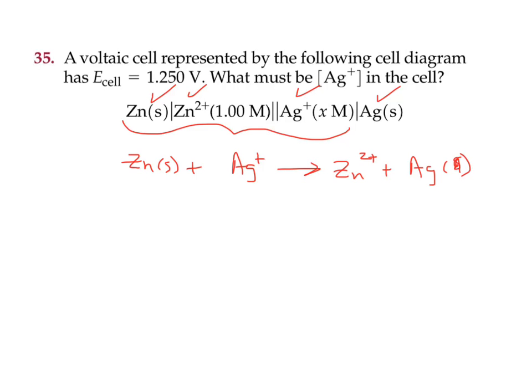Okay, so that's kind of what we have going on. It looks like it is balanced for mass but not for charge right now. So as zinc solid goes to form zinc plus 2 cation, it releases 2 electrons. You buy that?